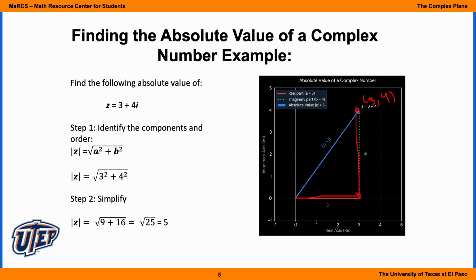Now we stated that the absolute value was equal to the square root of a squared plus b squared. So we will take the square root of 3 squared plus 4 squared. So 3 squared is 9 and 4 squared is 16. So 9 plus 16 is equal to 25, and the square root of 25 is equal to 5. So that means that the absolute value, this portion right here, is equal to 5.